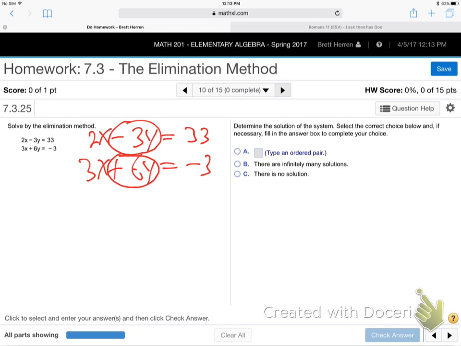If you did the x's, it would work, but you would have to multiply both equations, wouldn't you? Because the x's both have numbers in front, that'd be a little more work. So just multiply the top by 2. Everybody see that? See how I'm thinking about that? Boom, boom, boom. Like that.